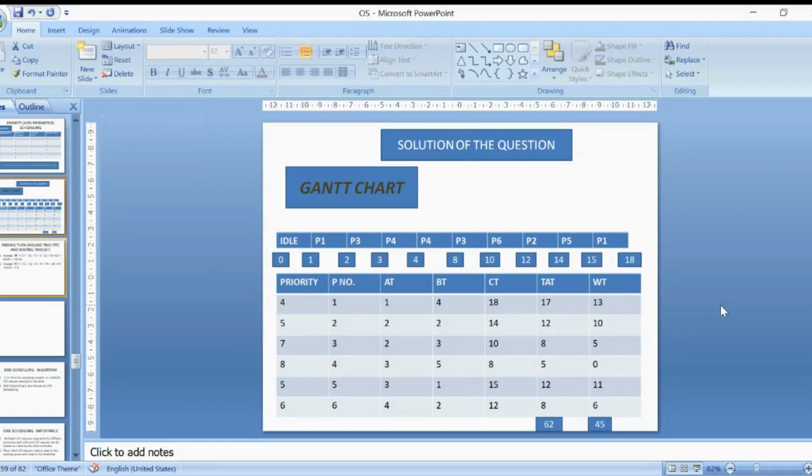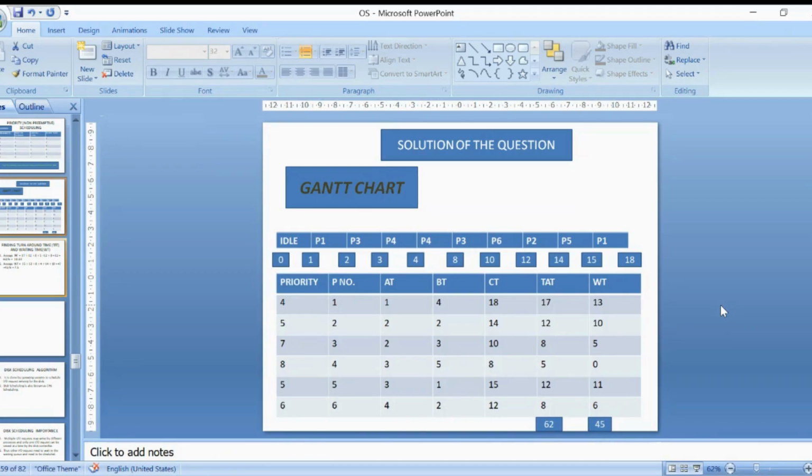After that, P3 has the highest priority among the other processes, so it will execute its remaining 2 burst time. So now the Gantt chart becomes 10. After that, P6 has the highest priority, so it will execute its full 2 burst time. So now the Gantt chart becomes 12. After that, P2 has the highest priority, so it will execute its 2 full burst time. So now the Gantt chart becomes 14.